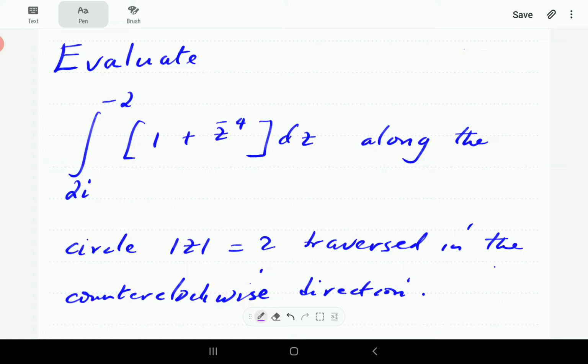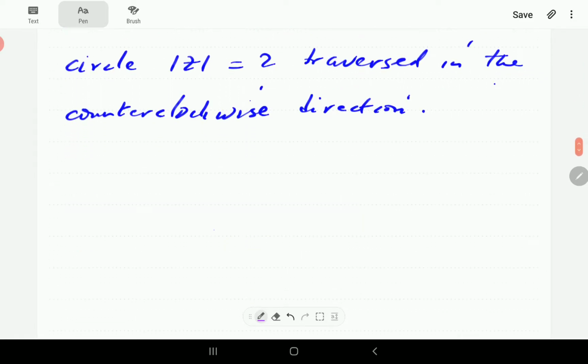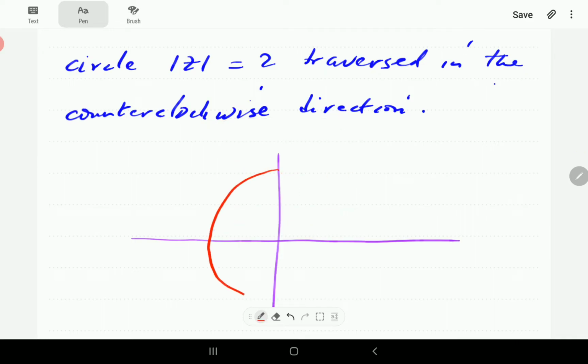So here is an example. We're going to be looking at how to evaluate this integral from 2i to -2i along the circle mod z equals 2 traversed in the clockwise direction. So let's just do a sketch of what is happening here. So we have got a circle, mod z equals 2 is a circle of radius 2. So there is our circle there.